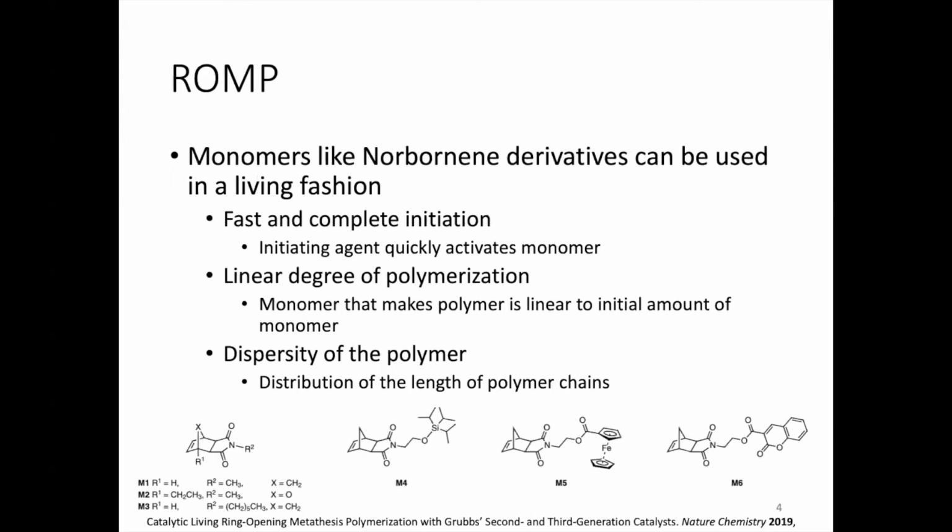So in general, we use norbornene derivatives for ROMP because they can be used in a living fashion, which means they allow fast and complete initiation, and they allow linear degree of polymerization. So the amount of monomers used to make a polymer will be linear to the amount of monomer that we began with. And the dispersity of the polymer, or the distribution of length of polymer chains, are very similar.